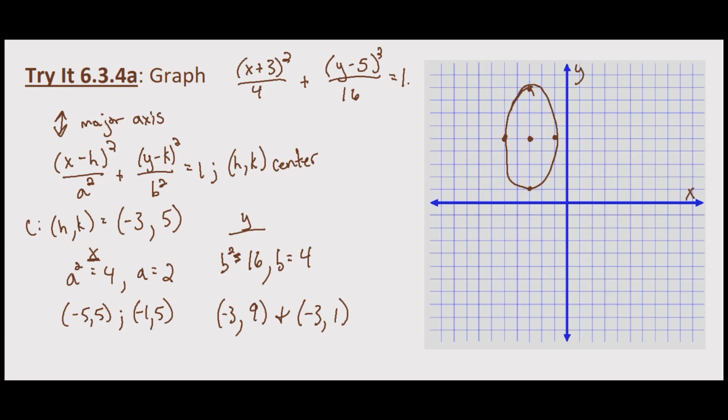So again, the process is essentially the same. We're going plus and minus a from the center in the x direction, plus or minus b in the y direction. We're just starting at a different center than the origin in order to get to those vertices.